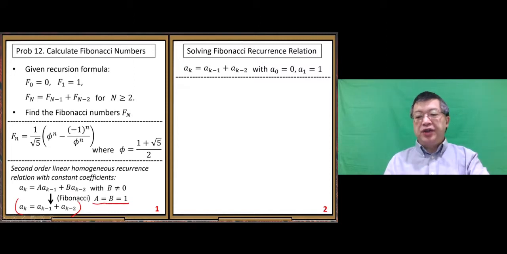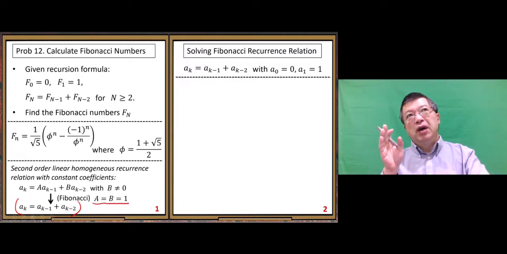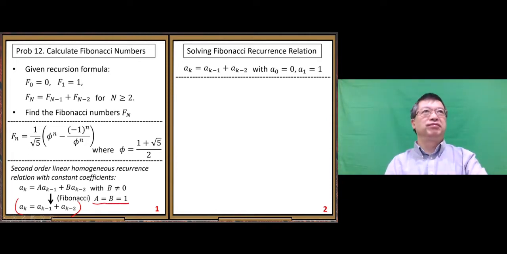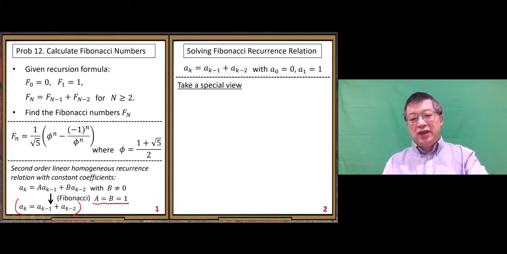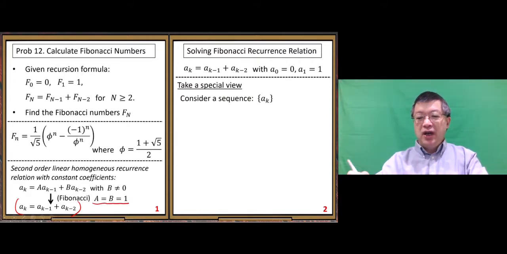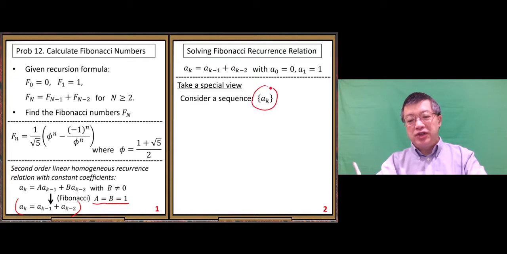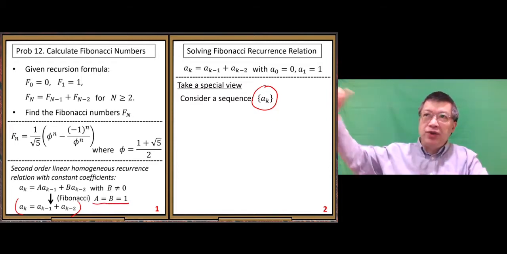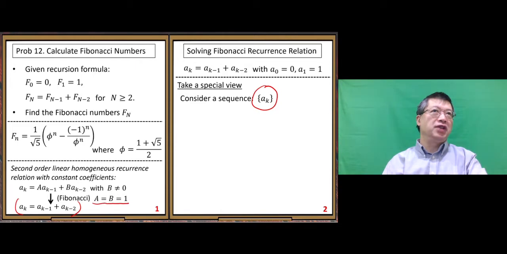Our original equation is given like this. The problem is, how do we get started to solve this problem? So let's take a special view. We consider a sequence, a sub k. Now we need to find a math formula to generate this whole sequence. So that's the problem.